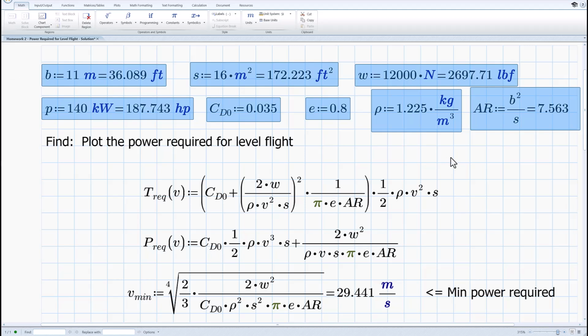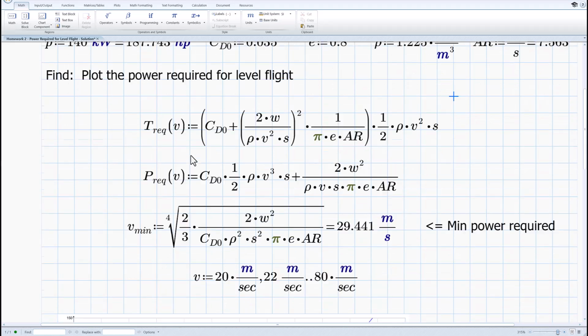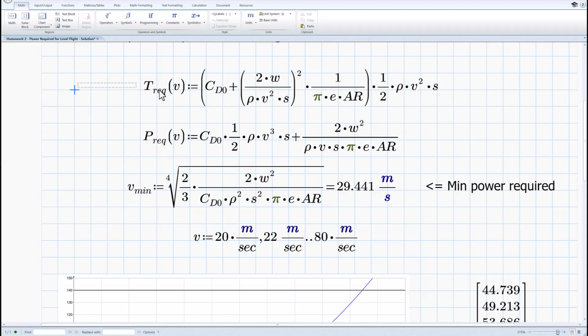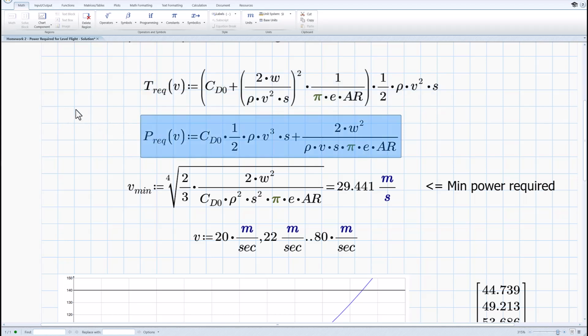So let's find the power required for level flight. And we'll start right here with this expression for thrust required, which is what I had on the board a little bit ago. Now to get to power required, I just multiplied through by velocity and did a little algebra. This doesn't look exactly like the equation I had on the board, but it is.